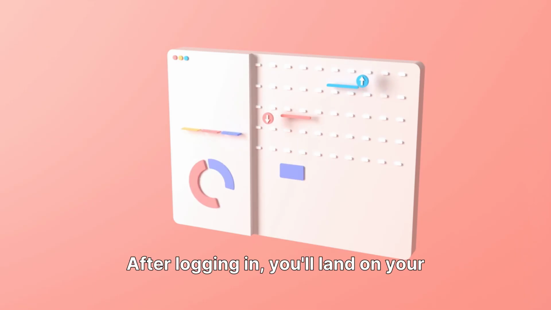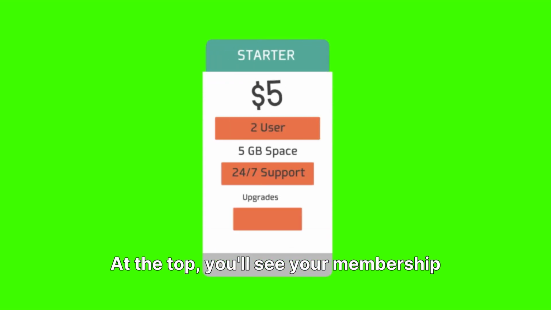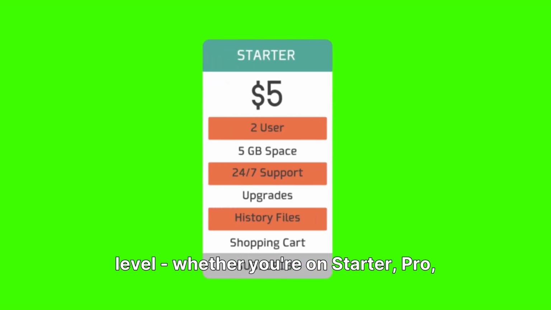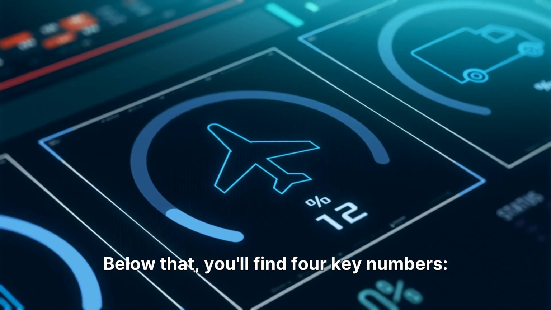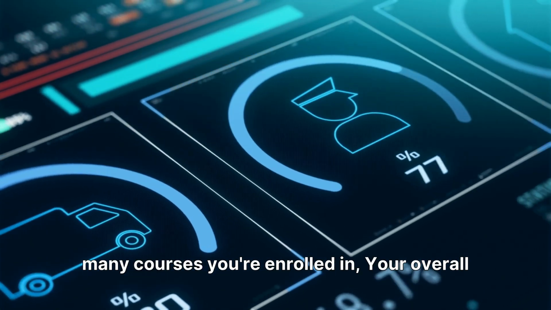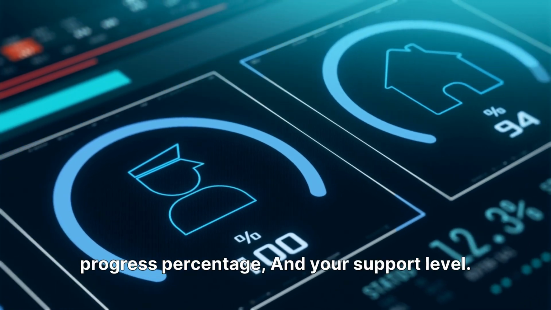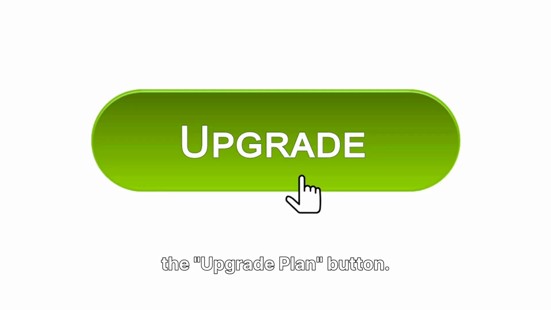After logging in, you'll land on your learning dashboard. This is your home base. At the top, you'll see your membership level, whether you're on Starter, Pro, or Elite. Below that, you'll find 4 key numbers: how many courses you can access, how many courses you're enrolled in, your overall progress percentage, and your support level. If you're on the free starter plan and want to unlock everything, just click the Upgrade Plan button.